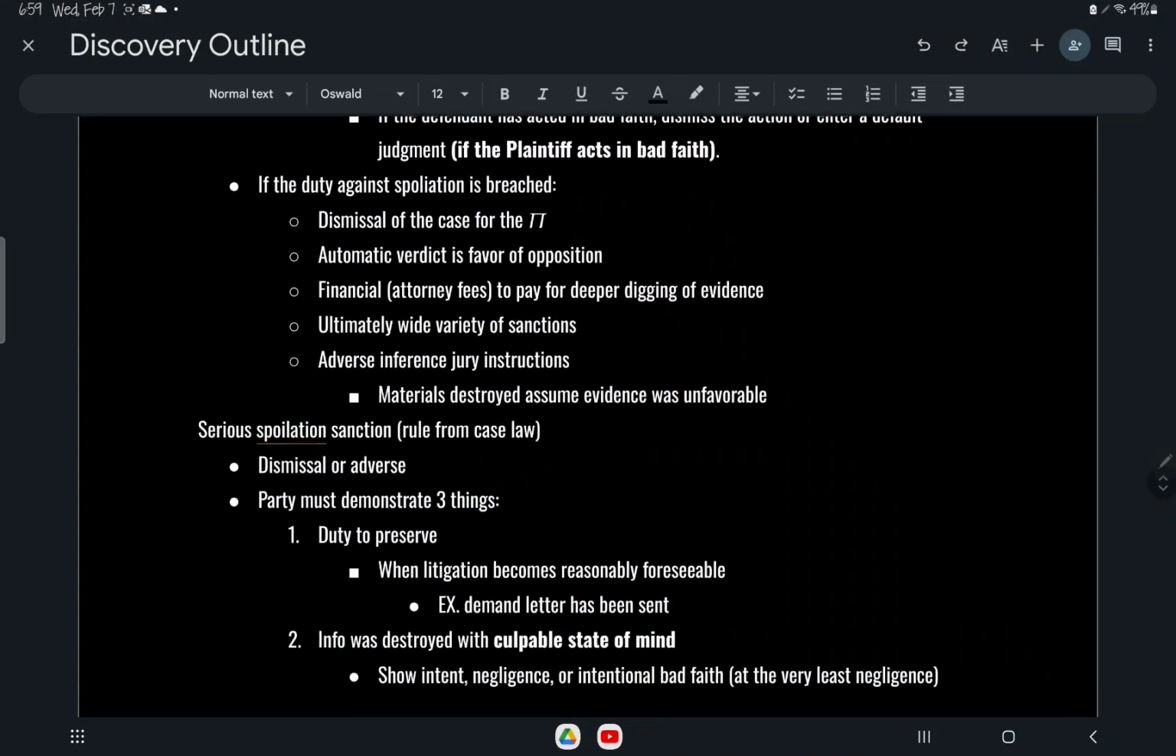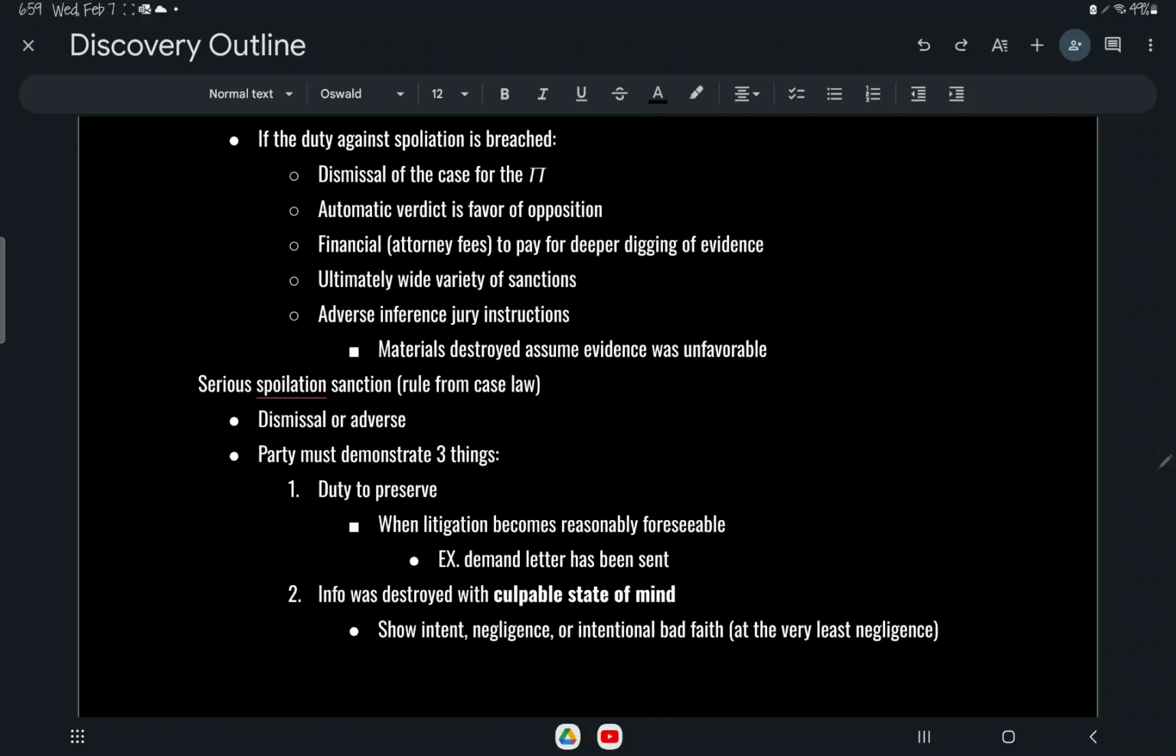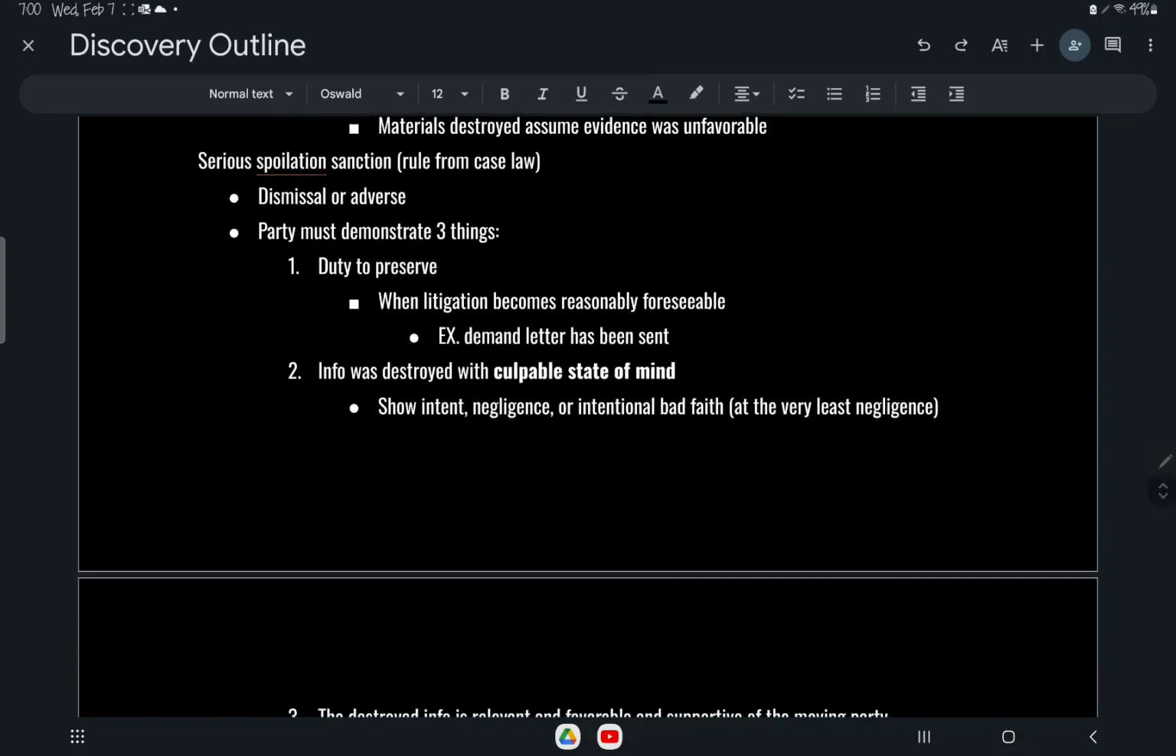If the duty against spoliation is breached, that can lead to dismissal of the case for the plaintiff, automatic verdict in favor of the opposition, financial sanctions, attorney's fees to pay for deeper digging of evidence. It's ultimately a wide variety of sanctions, and there are adverse inference jury instructions. Materials destroyed, assumed evidence was unfavorable. Serious spoliation is sanctioned. This is a rule from the case law. Dismissal or adverse jury instructions.